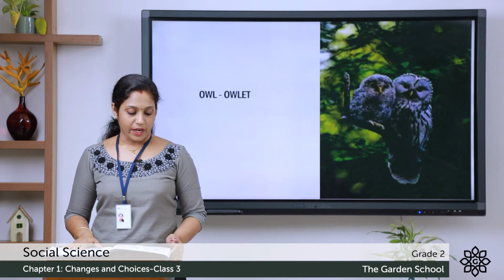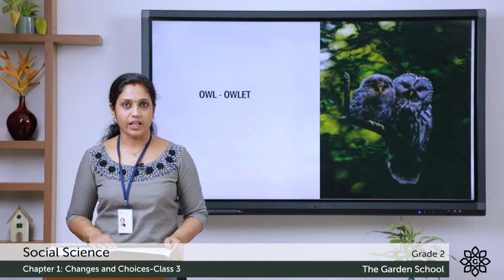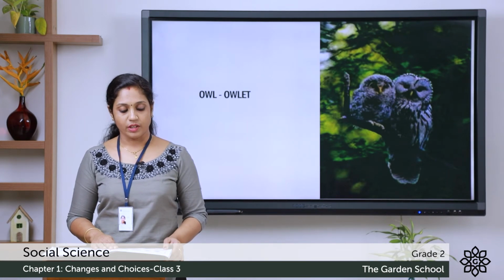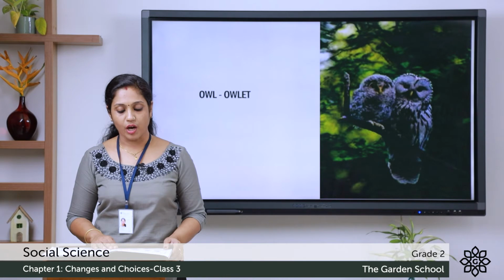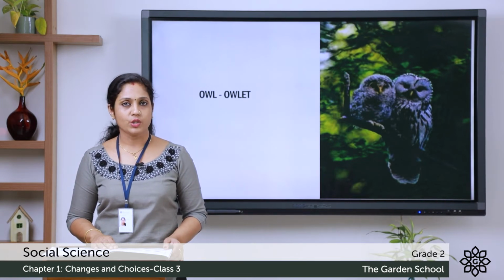Moving to the next page, page number 4, you can see the fun learning. Here, put a tick mark for the choice you will make if you are Anna or Sunil. In the first picture, you can see two girls standing over there. Anna has to go to a birthday party. What should she choose to wear? She's confused about what to wear. So what you think is right, you can tick over there.